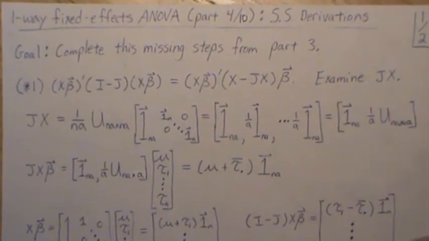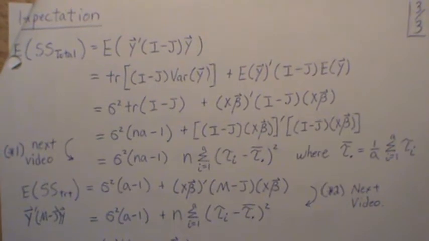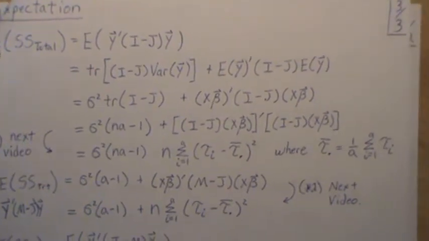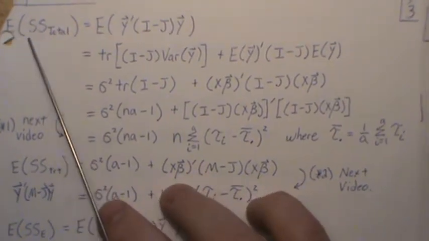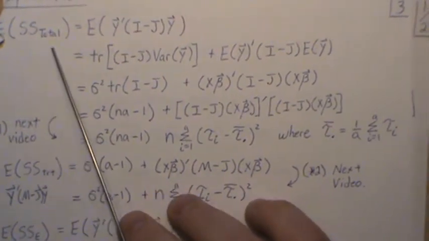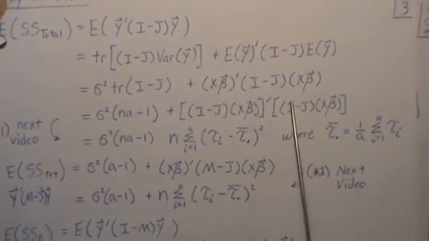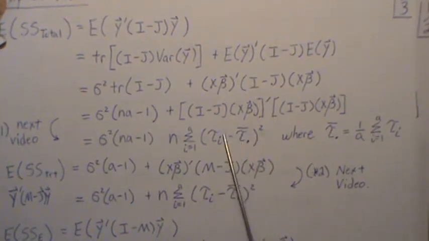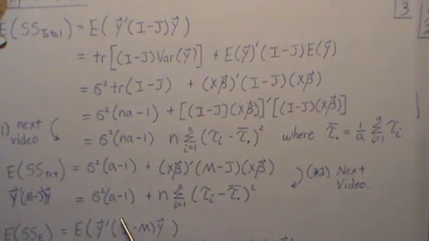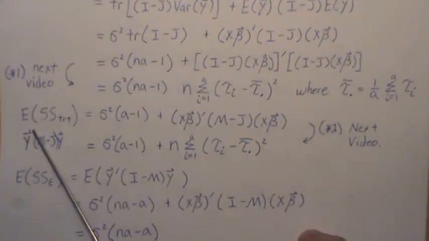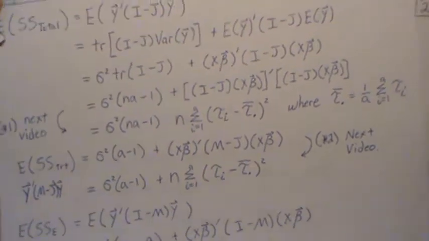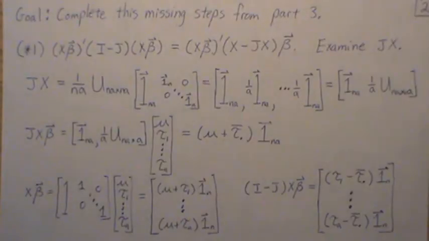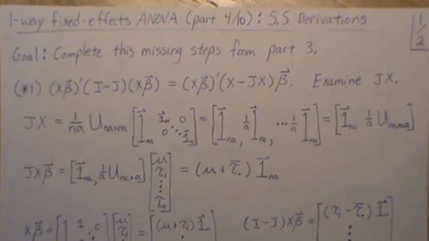And I'm going to flash this just as a reminder. We partitioned the total sum of squares in part 3 and we were looking at the expected value, the mean sum of squares total. And in our derivation we went from a matrix form to a scalar form, and I said next video. And then we also did the same for the expected value of the sum of squares treatment. We went from a matrix to a scalar and we said next video, mainly because this video was getting long and I wanted to keep it as short as possible.